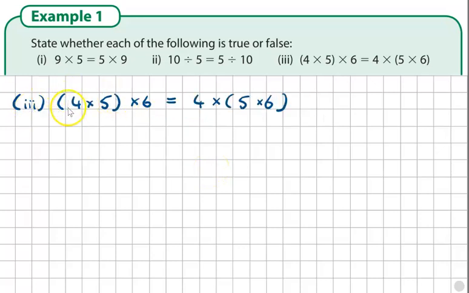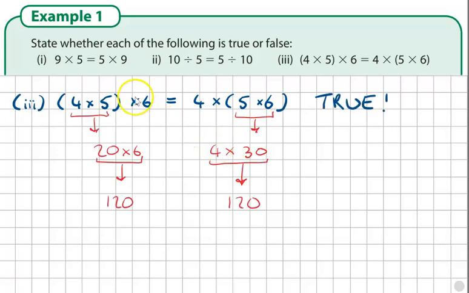Part 3. (4 times 5) times 6 is equal to 4 times (5 times 6). Is this true or false? It's true. So focusing on what's inside the brackets first, 4 times 5 is 20, and 20 times 6 is 120. And then on the right-hand side, focusing on what's inside the brackets first, 5 times 6 is 30, and 4 times 30 is 120.